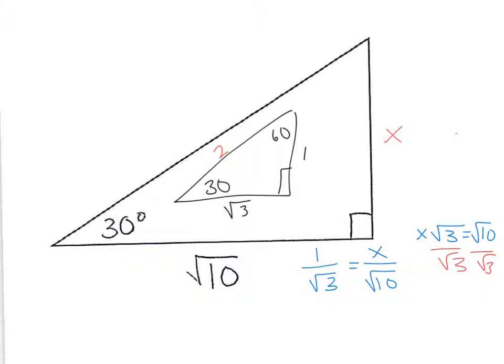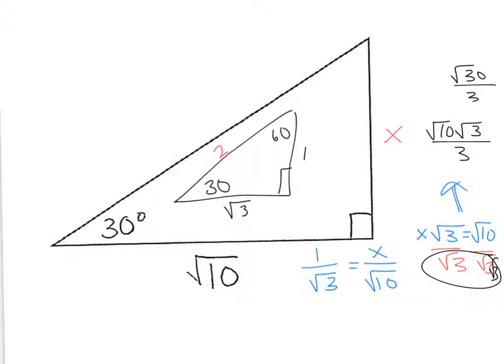And then I kind of ran out of room. I want to rationalize it. I do not want to keep this square root in the denominator. So I have root 10 on the top, so I multiply that by root 3 and the denominator by root 3. So it's 3. Well, root 10 times root 3 is root 30 over 3. So x is root 30 over 3.